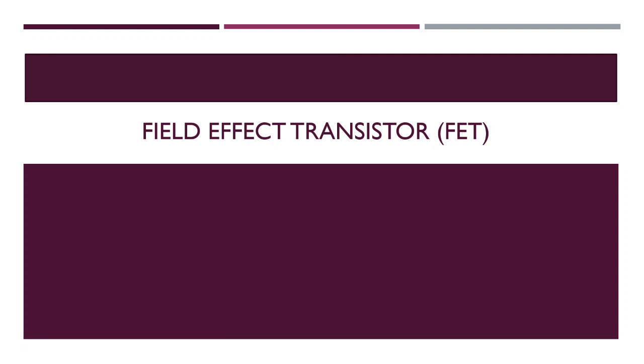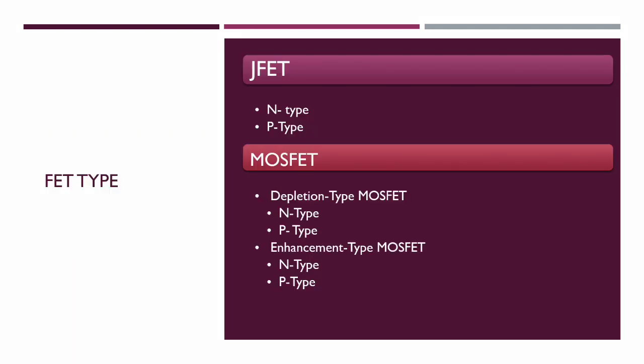What are FETs? FET stands for field effect transistor. Each FET has two channel types, N-type and P-type. There are two major types of FETs, JFETs and MOSFETs. MOSFETs consist of depletion MOSFETs and enhancement MOSFETs.